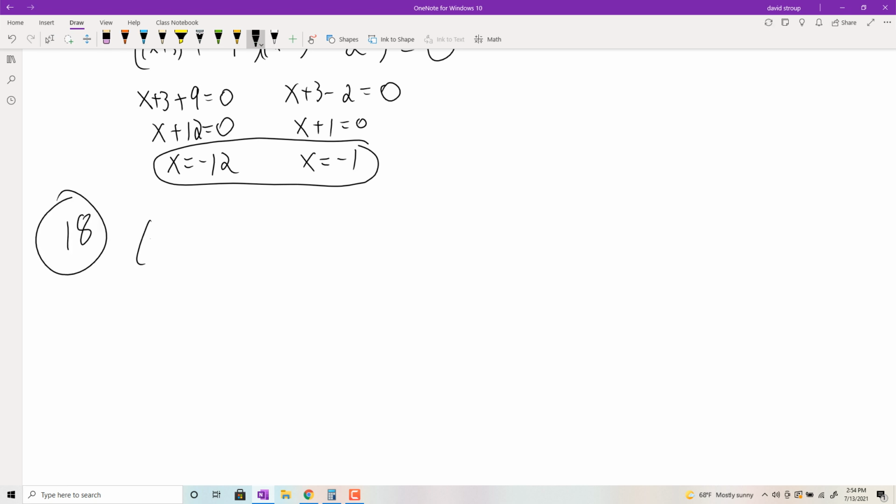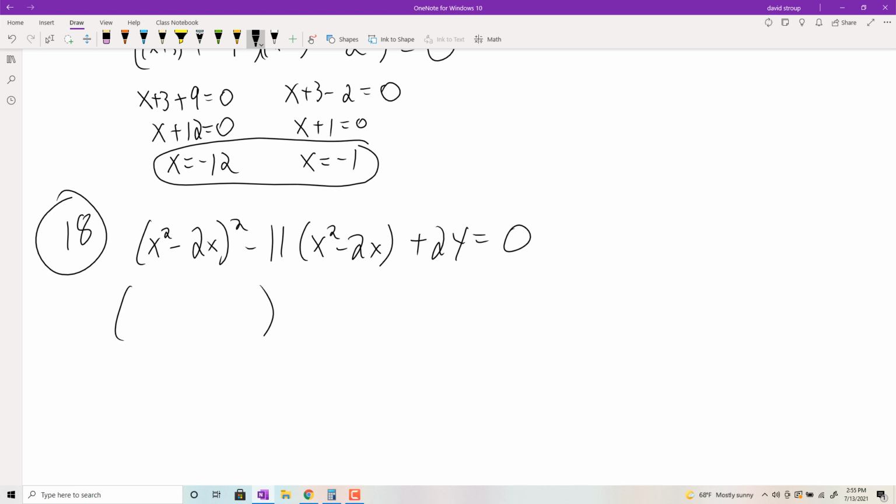So we have an even wilder expression. X squared minus 2x squared minus 11 times x squared minus 2x plus 24 is 0. Okay, so our thingamajig is the x squared minus 2x. You don't really need the parentheses here, but I'll put them in anyways. Then it has to be minus minus, and two numbers that multiply to 24 but add to 11. So 8 and 3.